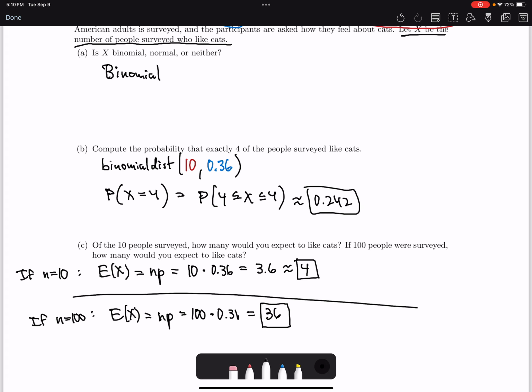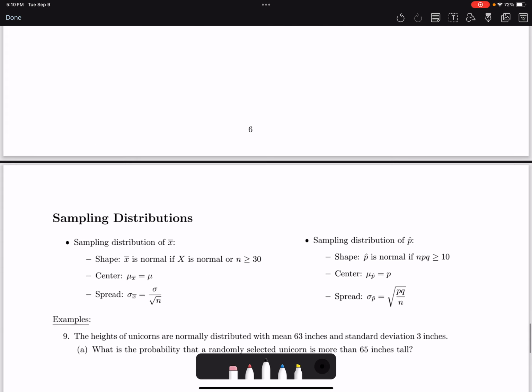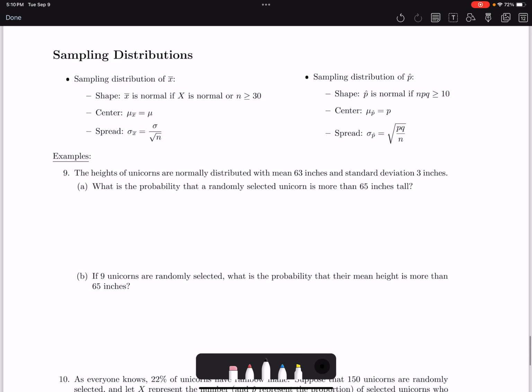So that will do it for probability distributions. Let's talk about sampling distributions. So we talked about 2 sampling distributions. We talked about the sampling distribution of x bar, and then we talked about the sampling distribution of p hat.